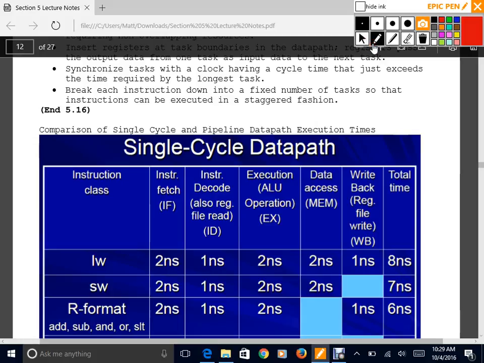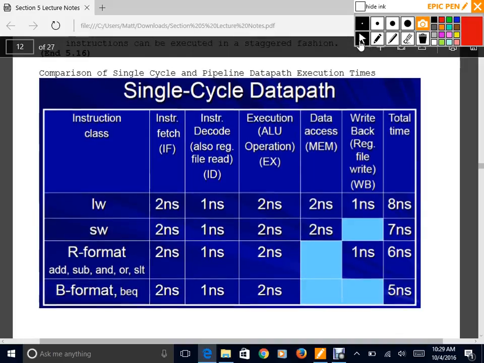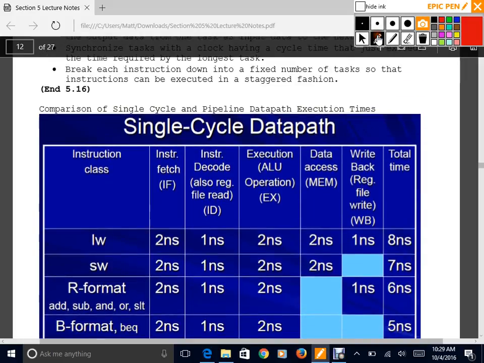So in the case of store word, I need fetch, decode, execute, and data memory, but I'm storing to data memory, right? I don't need the write back. Same thing with R-type. I don't need to access the data memory. If we go to branch and jump, I don't need data memory access because I'm not writing to data, and I don't need to write back because I'm not writing to the registers. Branch, you're just calculating it.